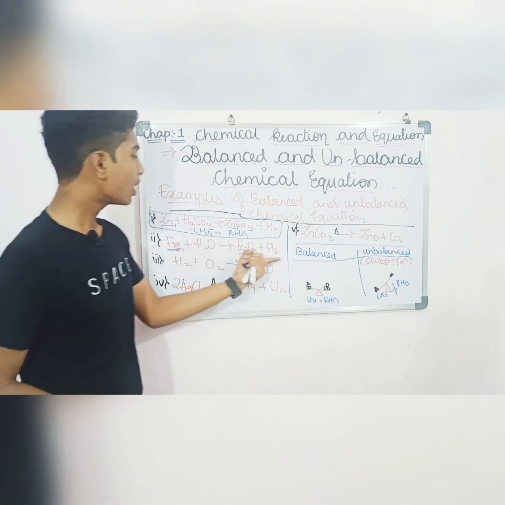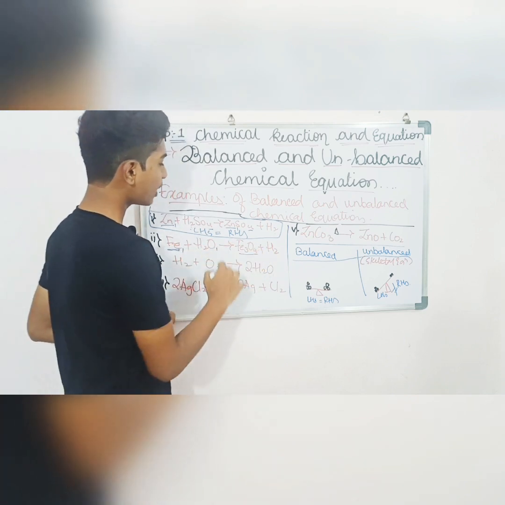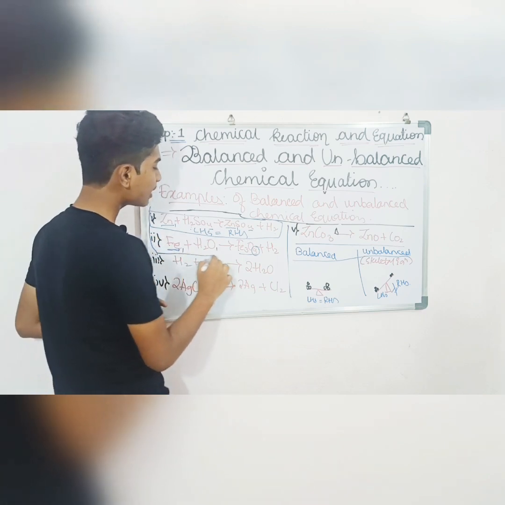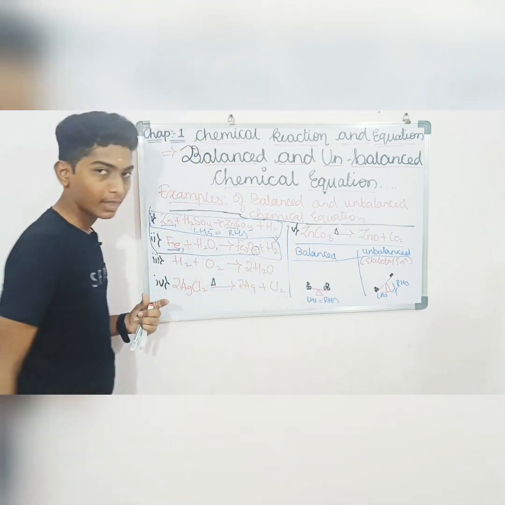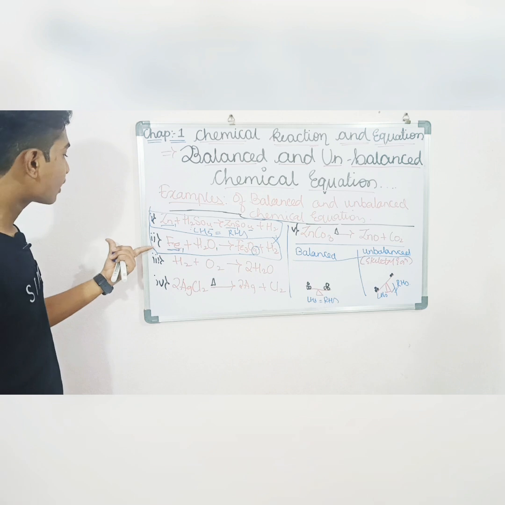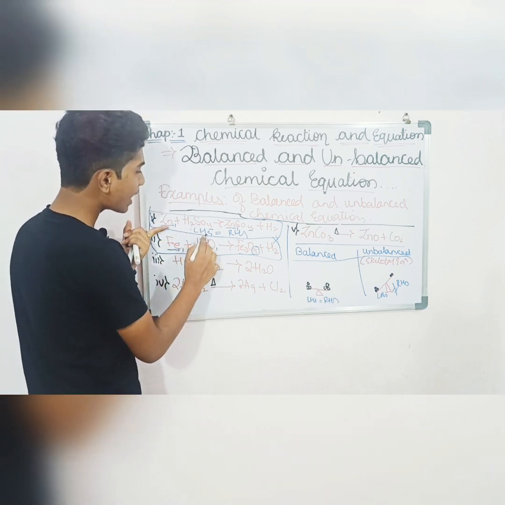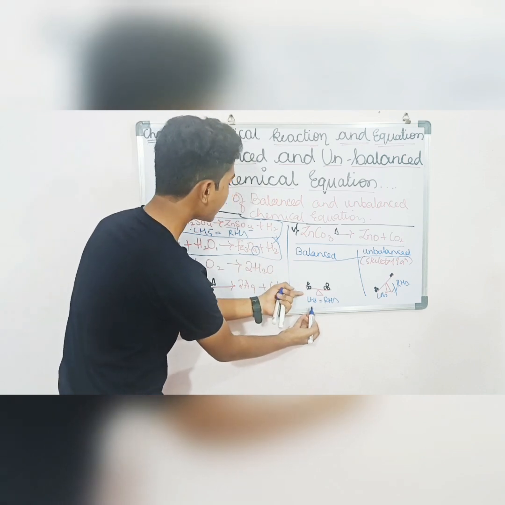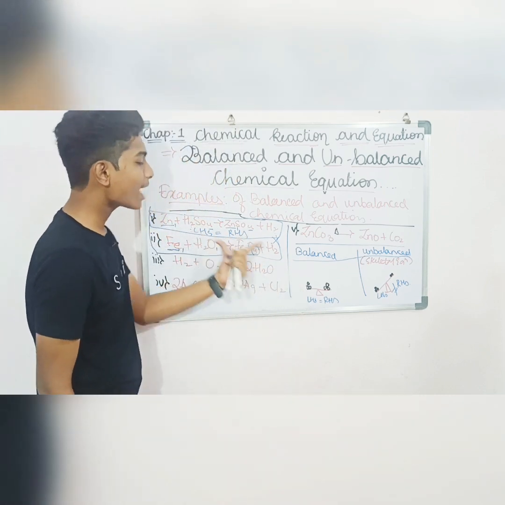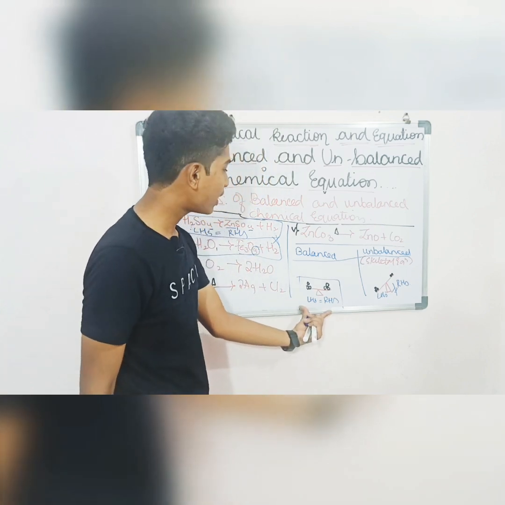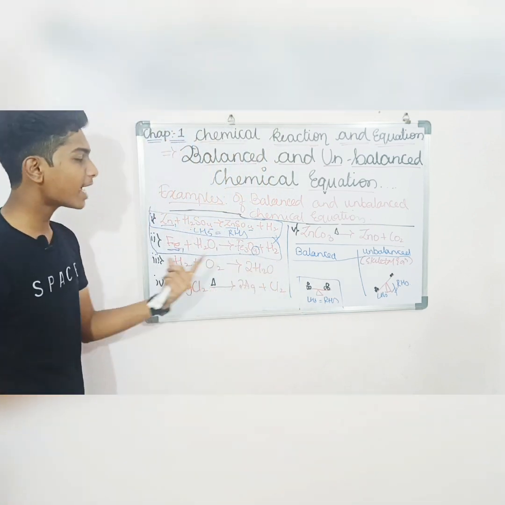Hydrogen atoms are 2, here also 2. Oxygen atom is 1, here oxygen atoms are 4. So this example of a chemical reaction is unbalanced, also known as a skeletal chemical equation. Here we can see LHS atoms are equal, and RHS atoms are also equal. Hence, this is the easiest way to remember which is balanced and which is unbalanced.